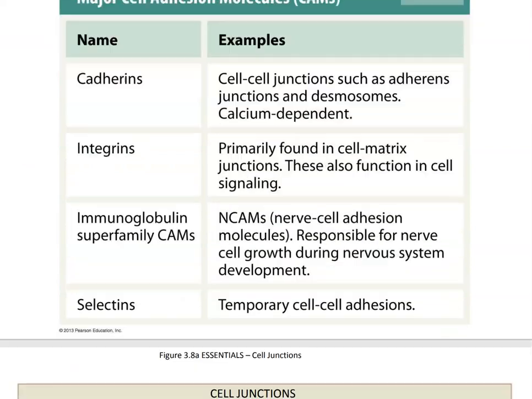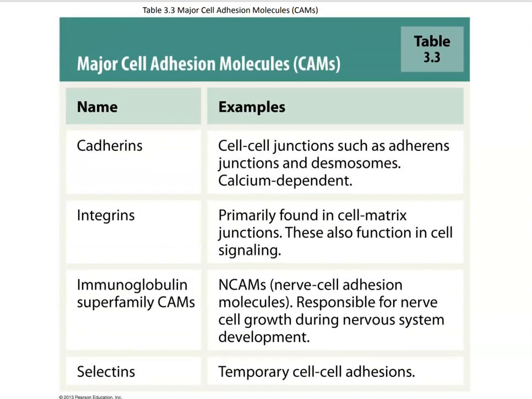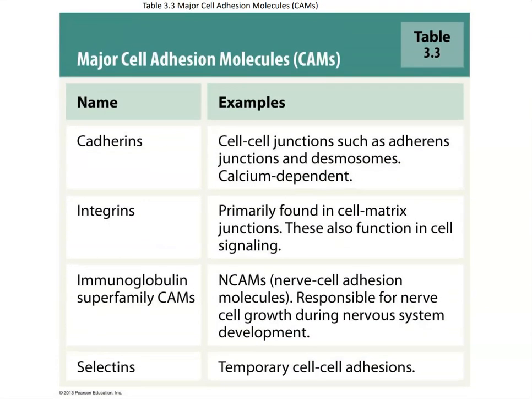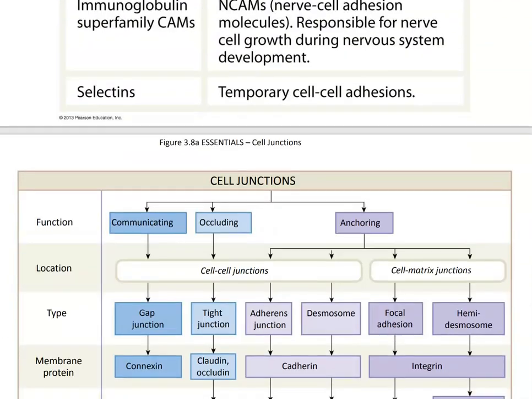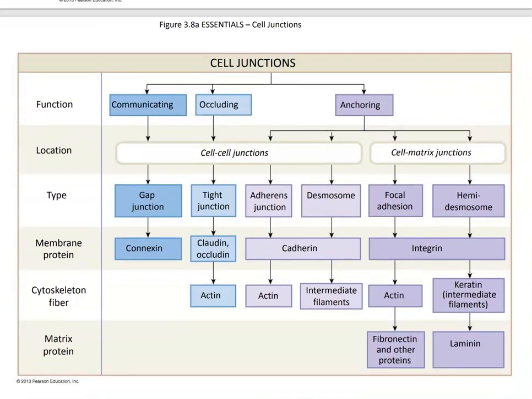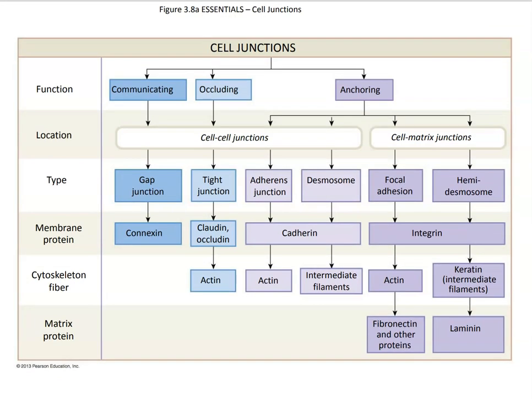So here are some examples of major cell adhesion molecules, cadherins and integrins. They are important, but we won't talk much about them in this course. And then the immunoglobulin superfamily CAMs and selectins. So let's just run through some of these. And here's the summary slide of cell junctions.